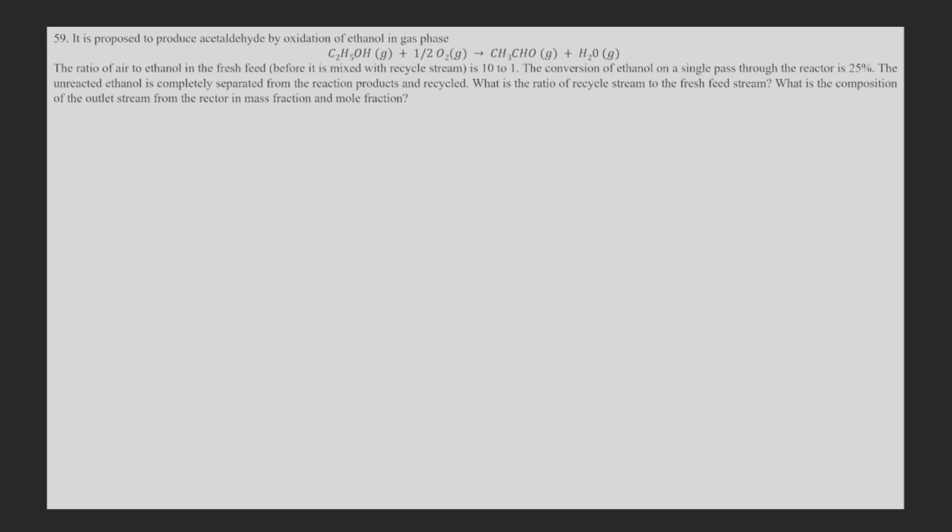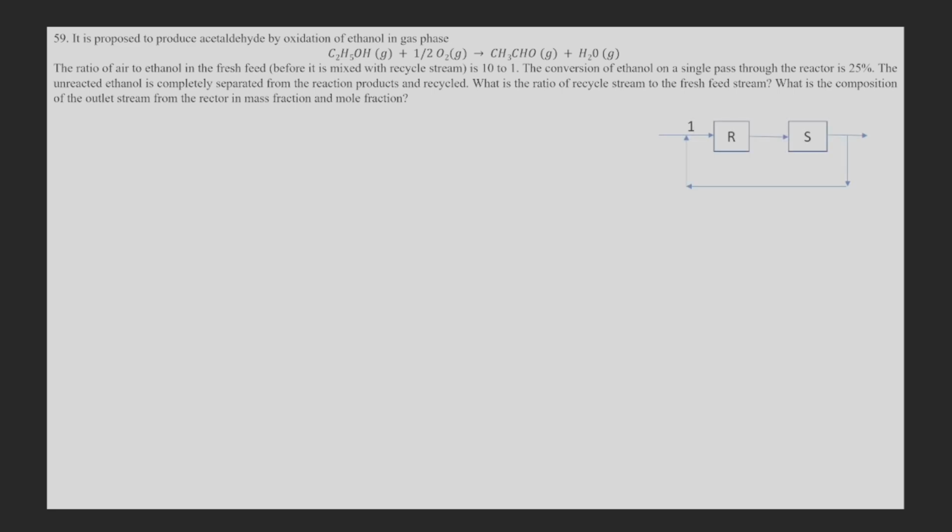The unreacted ethanol is completely separated from the reaction. So here we are only separating unreacted ethanol. The air and the nitrogen we are not recycling. Only unreacted ethanol is recycled here. So what is the ratio of recycled stream to fresh stream? In the fresh stream we have both air and ethanol, but in the recycle we only have ethanol. What is the composition of the reactor outlet stream in mass fraction and mole fraction?